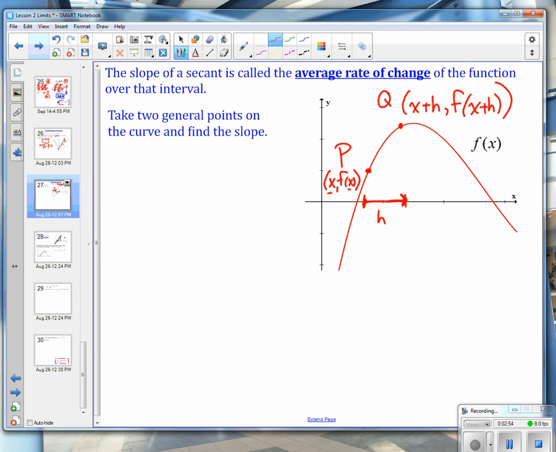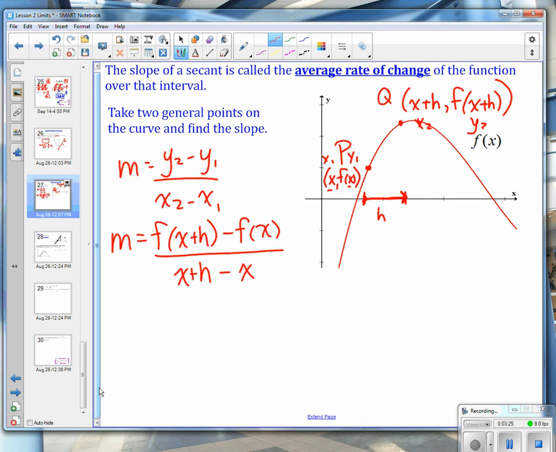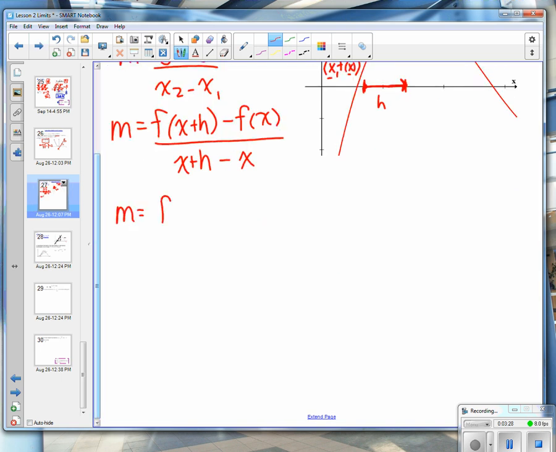So now if I want to find the slope of this, remember it's y2 minus y1 over x2 minus x1. If I want to find the slope using these specific values, imagine this is my x1, y1, just like what we did before, and then y2. So I'm going to have my f of x plus h minus f of x, all divided by x plus h minus x. Now what we can do is simplify the denominator there. So my slope is equal to f of x plus h minus f of x, all divided by h.